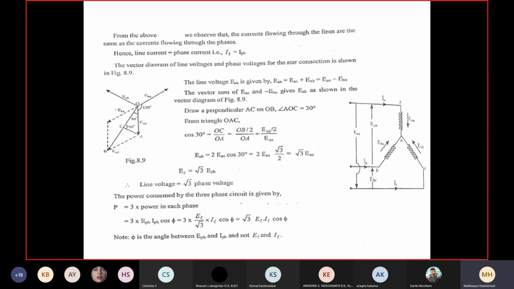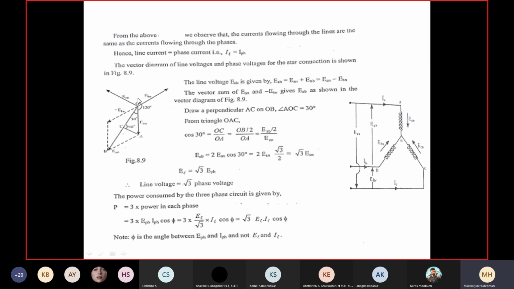That's the first observation. The second: from the representation, in the figure on the right side, line current and phase current are the same. I wrote it here. From the observation, in case of a star connection, line current is equal to phase current, so I can write IL equal to IPH. The voltages are not the same; EAB is not equal to EAN or EBN. Then I have a relationship. Read here.